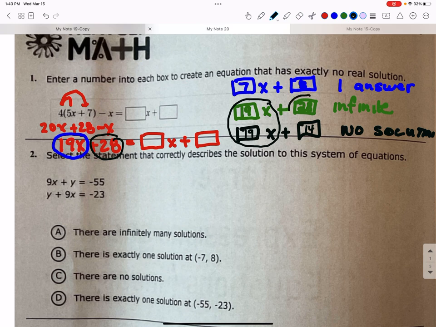So for infinity solutions, you need the same amount of x's. For infinity, the back needs to be the same. For the front, it needs to be different for no solution. So hopefully you guys remember us talking about that in class. Normal problems that we've been doing all year are when you have different amounts of x's.